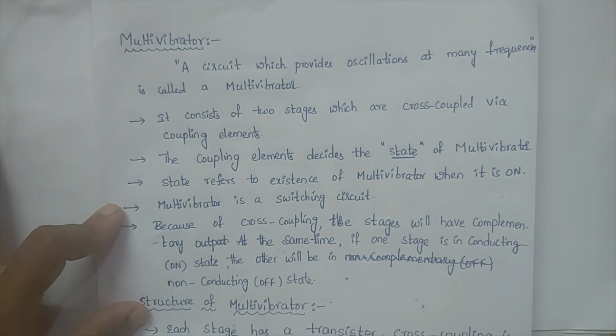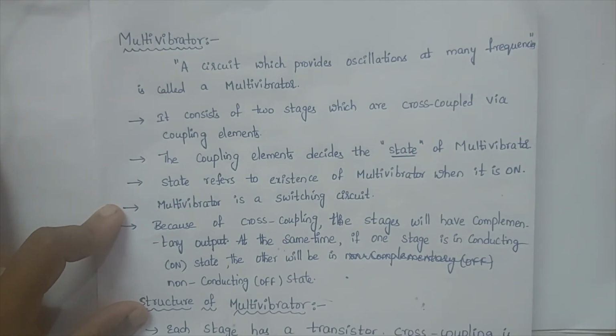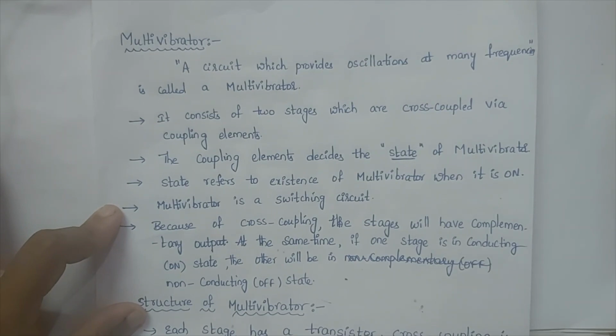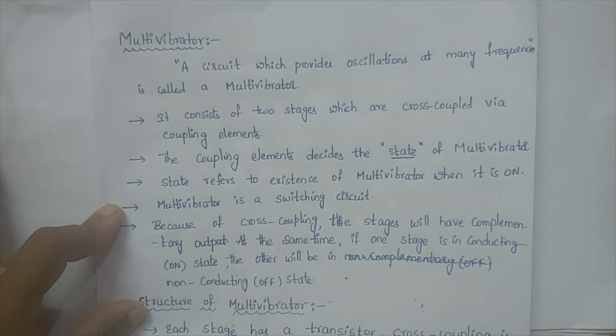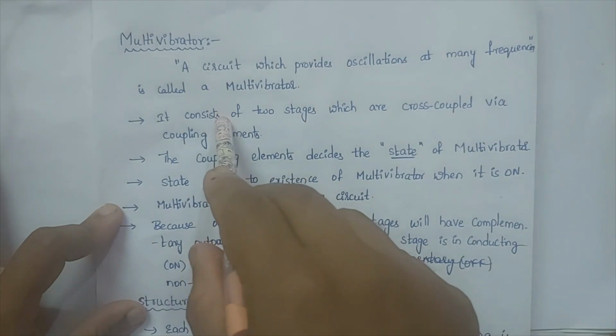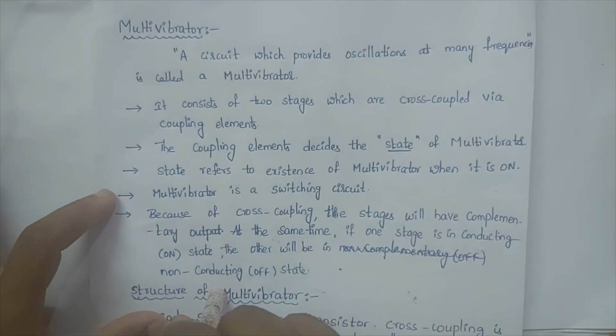It can provide oscillations at many frequencies. Generally, multivibrators are the circuits which are used to produce non-sinusoidal waveforms at output, like square waves, spikes, like that. Let us see a couple of points about multivibrators.